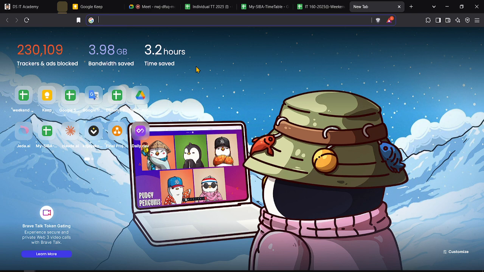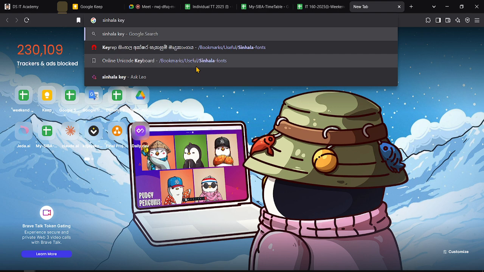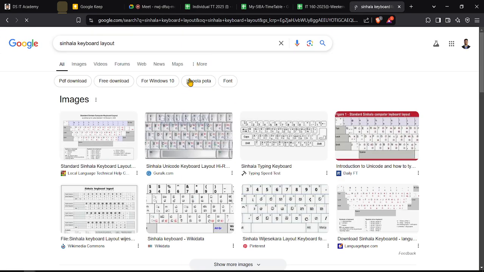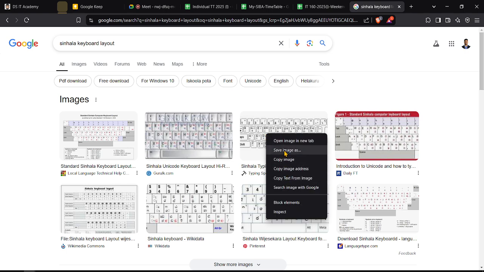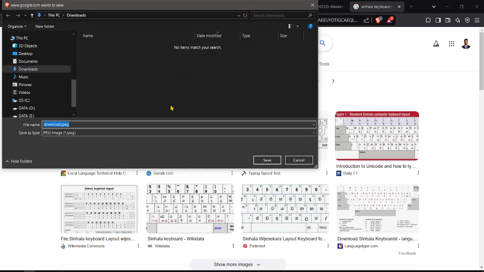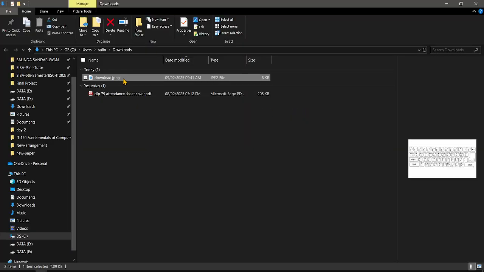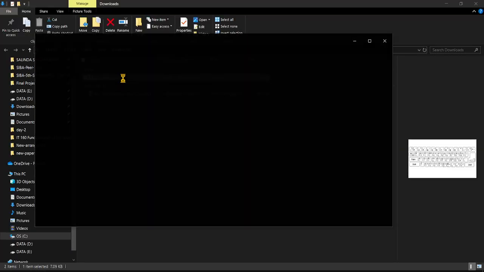These are just from the internet, right? Sinhala keyboard layout. If you just type it in the browser, you can download them. Just right click here and go to save image as. Now it will ask where to save. Let me save here. It is being downloaded. Now if I go to the downloads, you can see it. If I open it, yes, normal download, right?